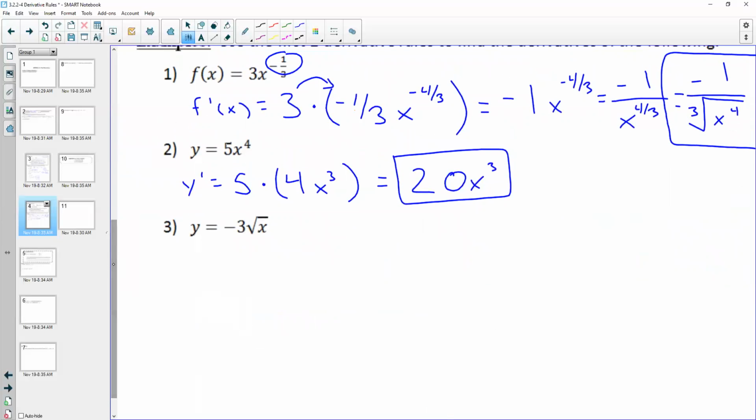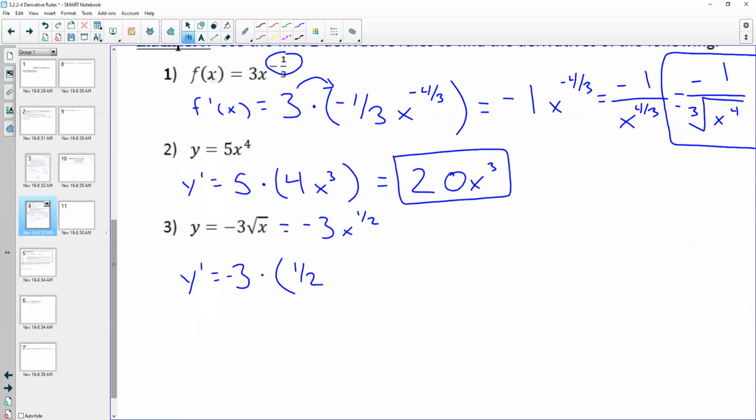Okay, and for our last one here, same thing. So we'll take that constant outside of that, and then we will take the square root, and then we will apply the power rule to this x, for lack of a better term. So I'm just going to rewrite this as negative 3x to the 1 over 2. If we take the derivative of that, we'll have 1 over 2 coming out front.